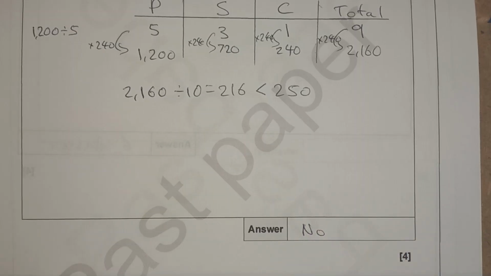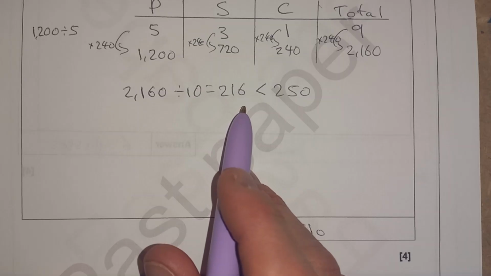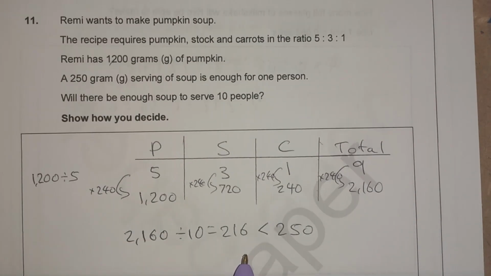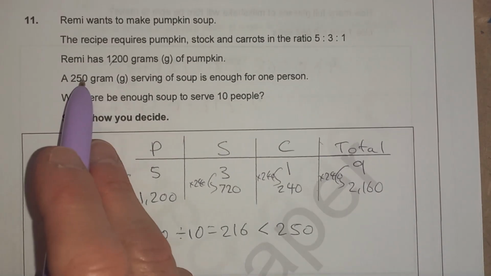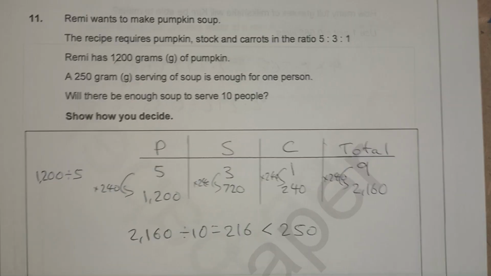Now, instead of working out how much soup you've got for 1 person, which is what I did here, you could have divided this total by 250 to see how many people you would be able to serve. Either way would be fine, because you would end up with an answer less than 10. So you'd still come to the same conclusion.